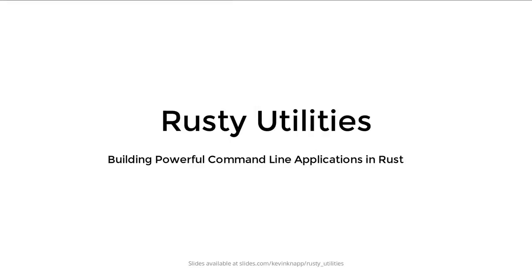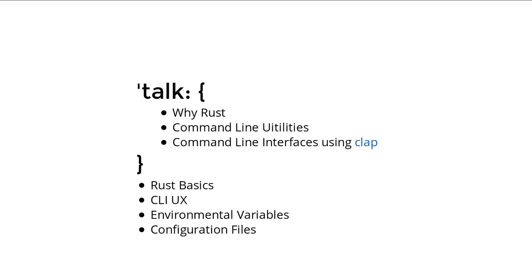Hello everybody. Again, my name is Kevin Knapp, and we're going to be covering the clap library. This talk's called Rust Utilities. It's about building command line interfaces and command line applications in Rust. So what I plan to cover is a little bit of why Rust, a little bit about command line utilities in general, and specifically about building the interfaces using clap in Rust.